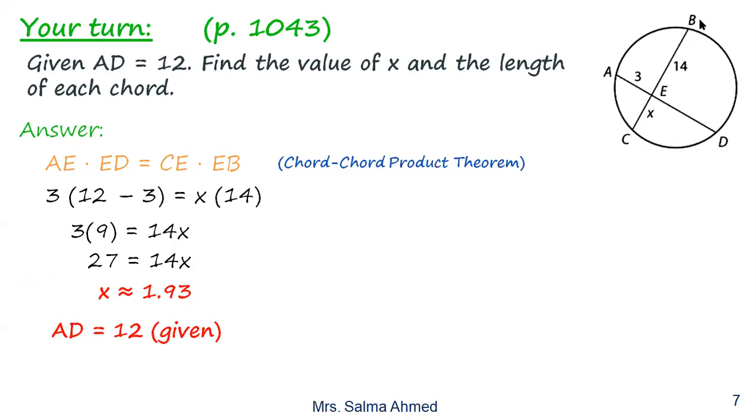And CB, or BC, it will be 14 plus x, where x is 1.93. So 1.93 plus 14 gives me approximately 15.93.